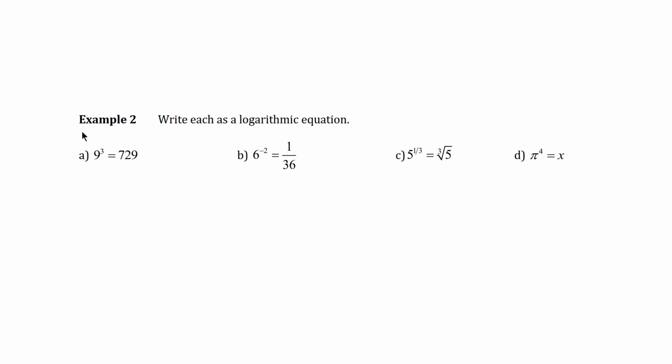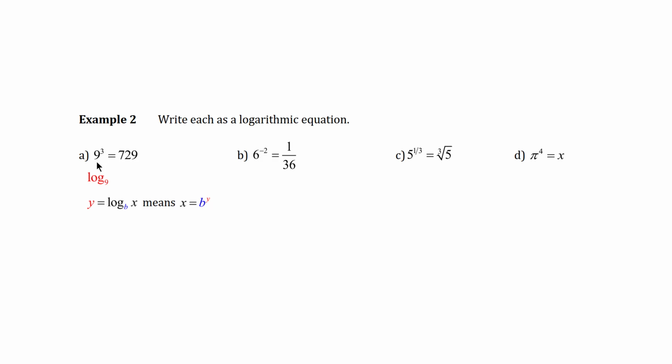In example number 2, write each as a logarithmic equation. For part A, we have 9 cubed equals 729. To rewrite this as a logarithmic equation, we're going to use the logarithmic definition. First, we start off with the base of the logarithm b, which is the same value as the base of the exponent, which is 9.